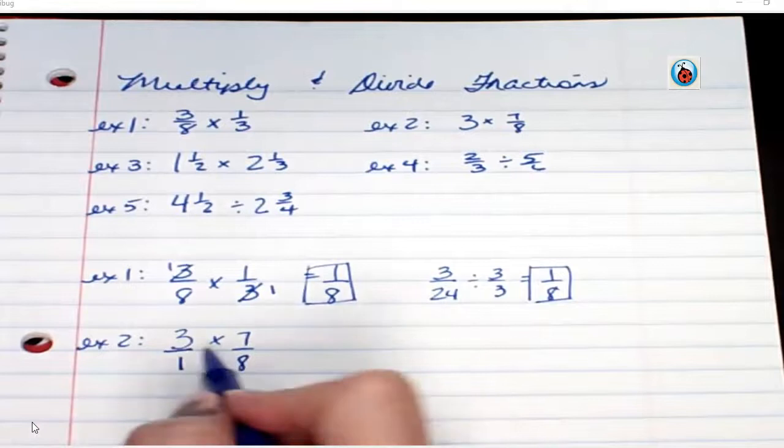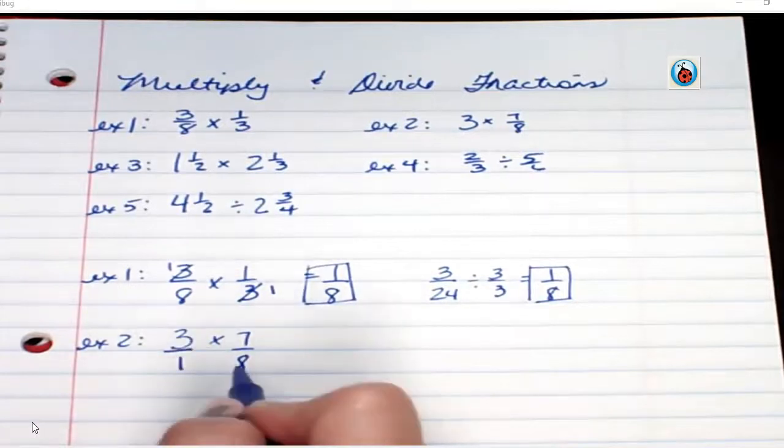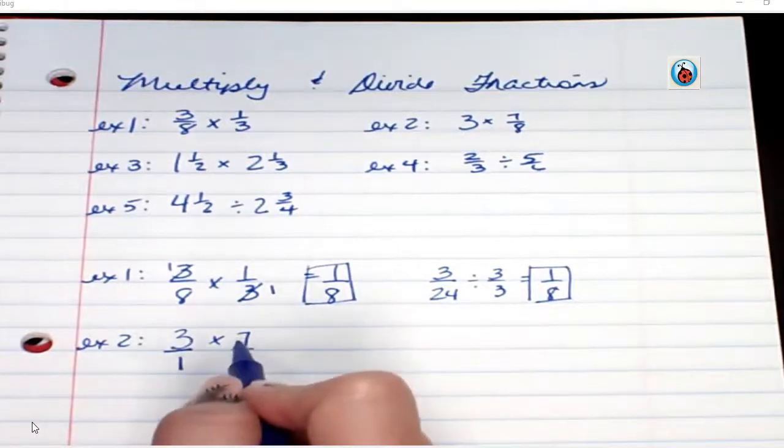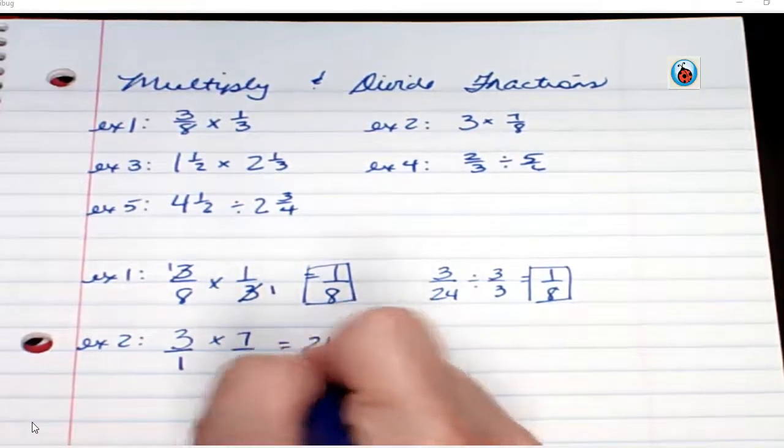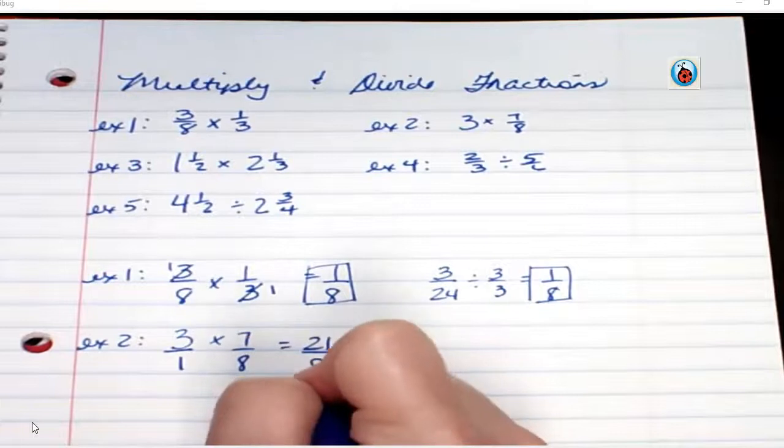This time there's nothing to reduce. I can't reduce 3 and 8. I can't reduce 7 and 1. So I'm just going to multiply. 3 times 7 is 21. 1 times 8 is 8.